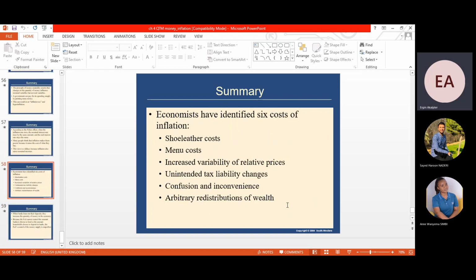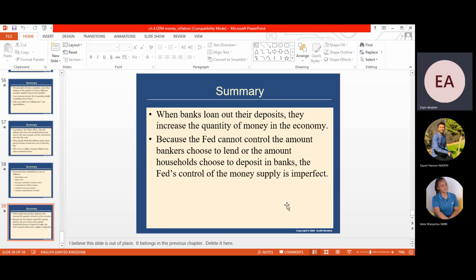Economists have indexed six costs of inflation: the shoeleather cost, menu cost, increased variability of relative prices, unintended tax liability changes, and confusion and inconvenience. Arbitrary redistribution of wealth is also a result of this inflation. These are today's class.